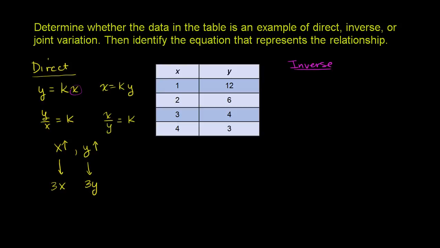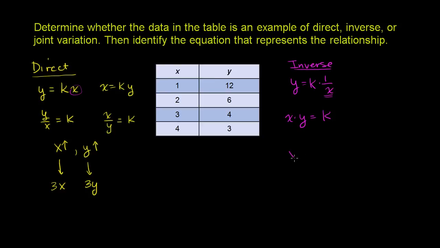Inverse variation, you have y being equal to some constant times 1 over x. So instead of an x here, you have a 1 over x. Or if you multiply both sides by x, you get x times y is equal to some constant. And you could switch the x's and the y's around as well for inverse variation.